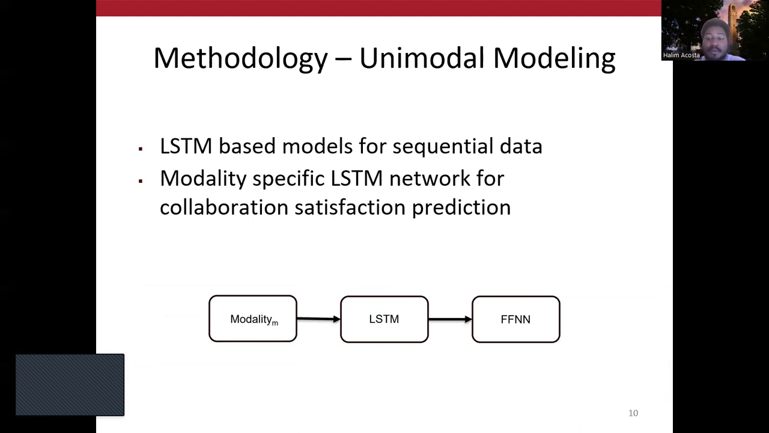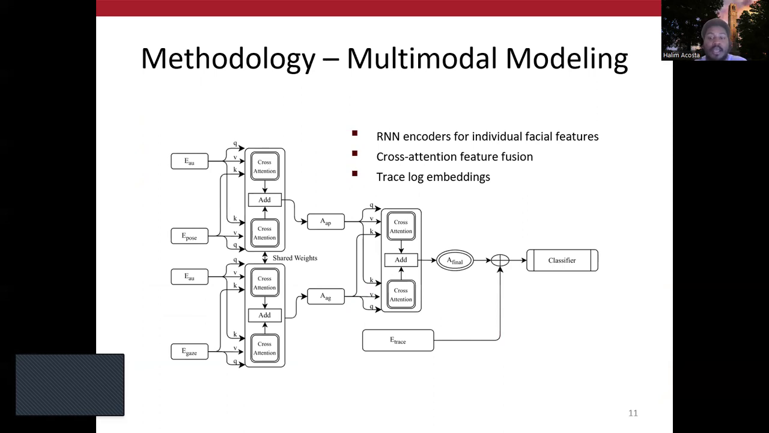Initially, we investigate the predictive performance of each modality employing LSTM models. These baseline models are individually trained utilizing unimodal features to predict student collaboration satisfaction. Through this line of inquiry, we aim to find the best modalities for unimodal models in bolstering student collaboration satisfaction prediction. Our multimodal approach incorporates a deep learning architecture with a cross-attention mechanism.